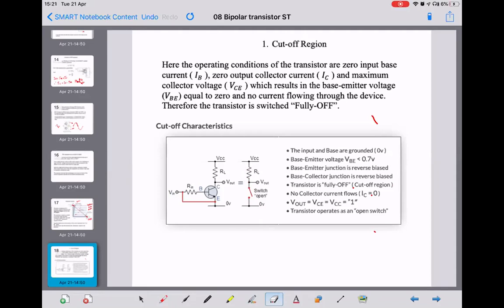So you all agree and see that? But this VCE voltage will sit at VCC. So if we were to measure this voltage here, we'd get whatever VCC was, because that switch is open. Everybody happy with that?